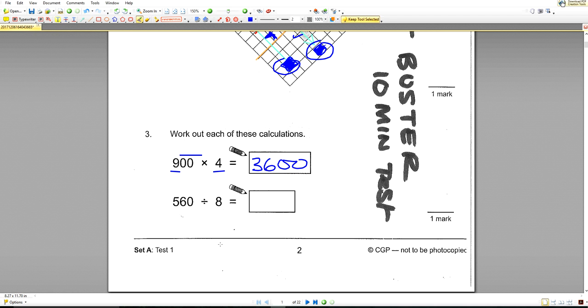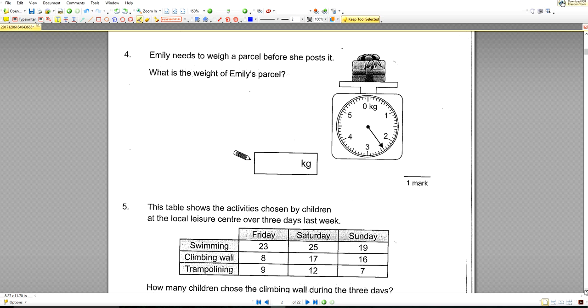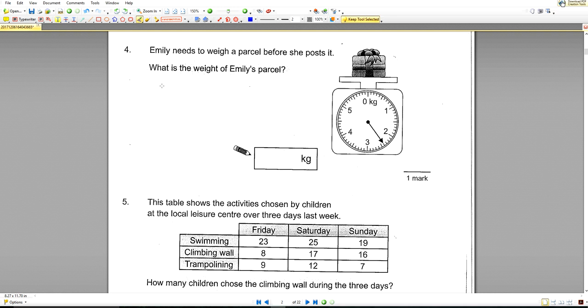560 divided by 8, you can do that using the bus stop technique. I'm just going to use the space I've got over here. How many 8s in 5 is nothing, remainder 5. How many 8s in 56 is 7, no remainder. How many 8s in 0 is 0. So the answer is 70. Let's move on to the next page without making the video any longer than it needs to be.